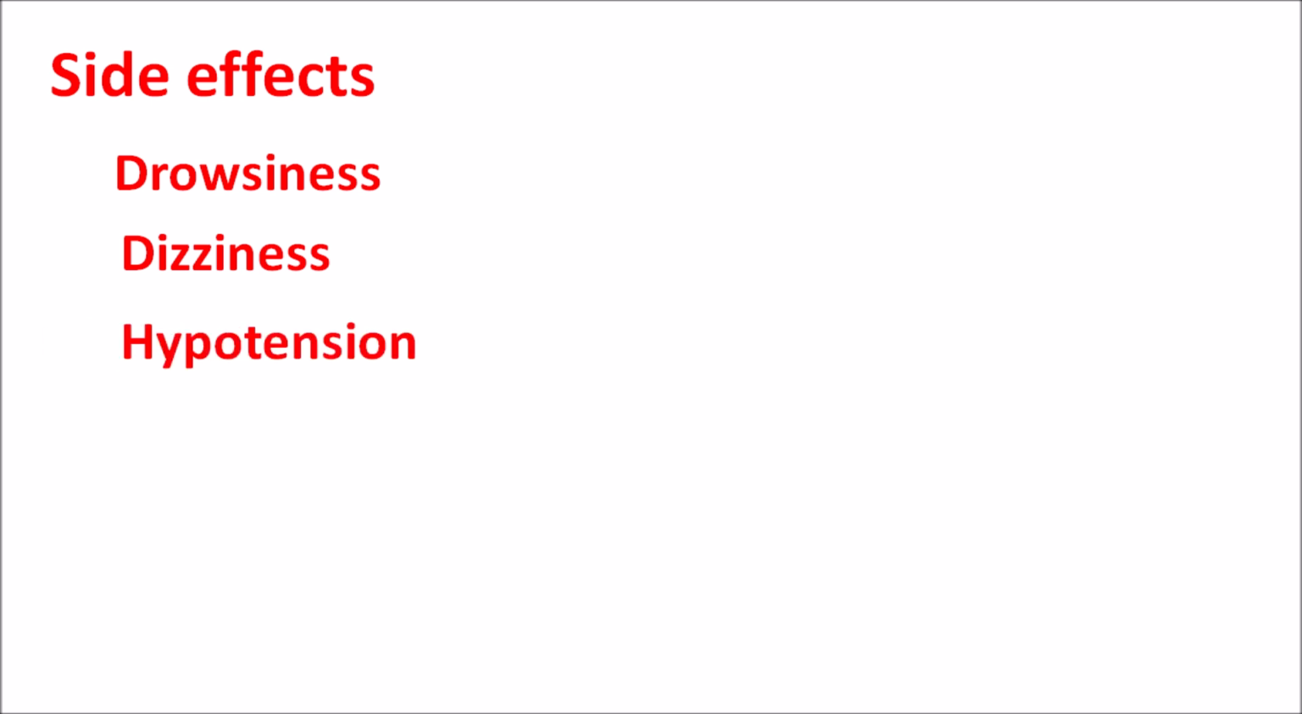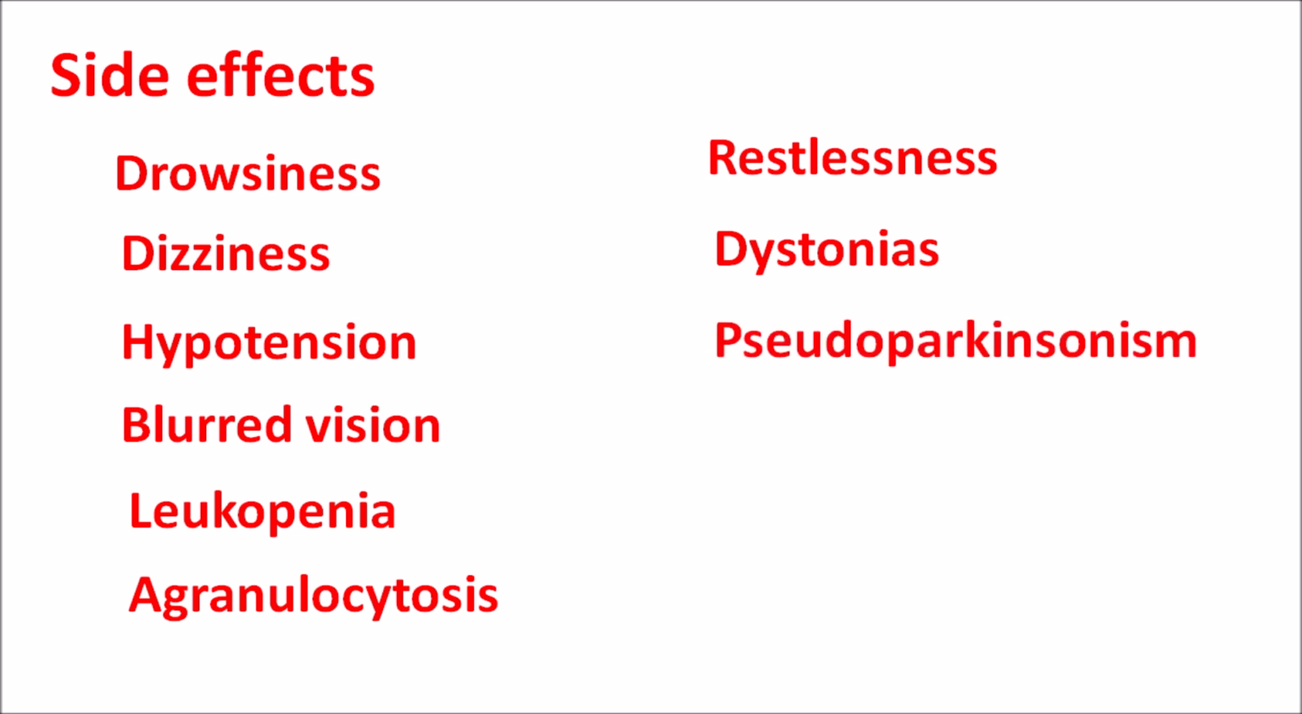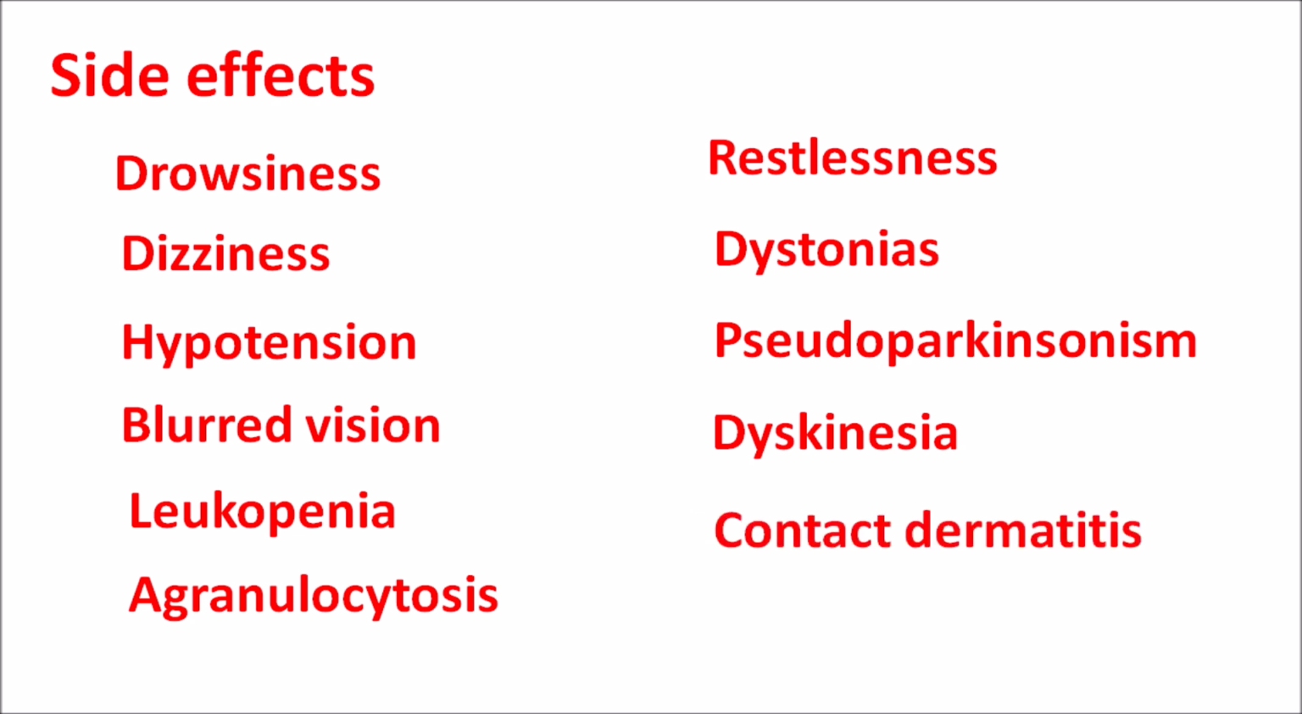The important side effects of this drug mainly include drowsiness, dizziness, hypotension, some blurred vision, leukopenia, decreased leukocytes, and agranulocytosis. It can also produce extrapyramidal side effects such as restlessness, dystonias, pseudo-Parkinsonism, Parkinson-like effects, dyskinesia, disturbance in the kinetic movements, and contact dermatitis. When it is given by IV solution, it can produce some contact dermatitis, and even some skin rashes within the patients. How is it given?